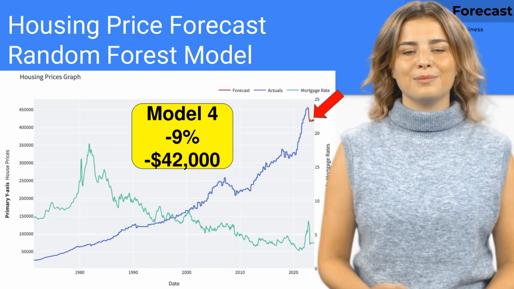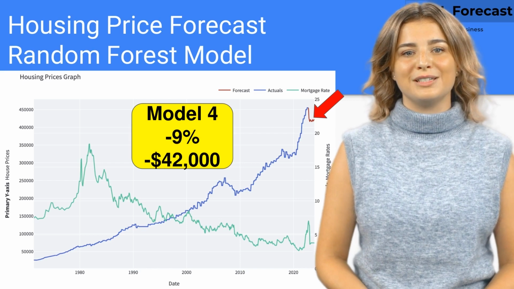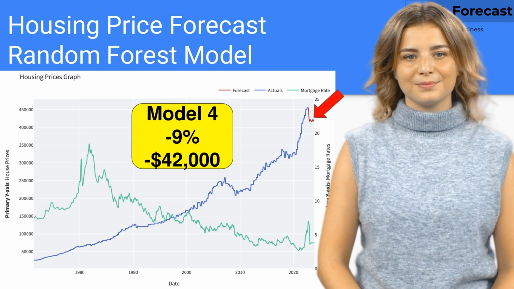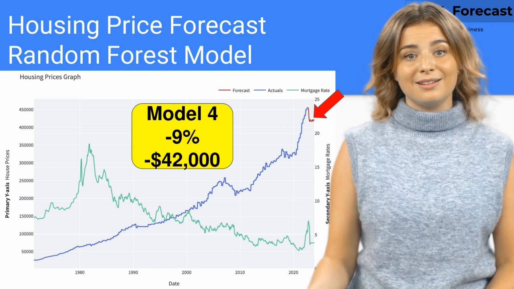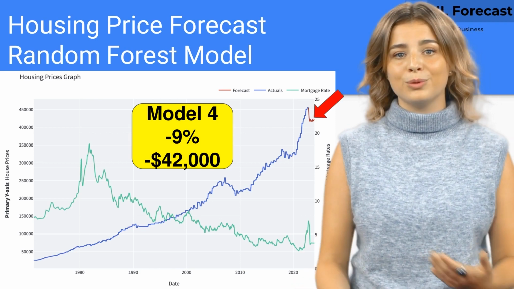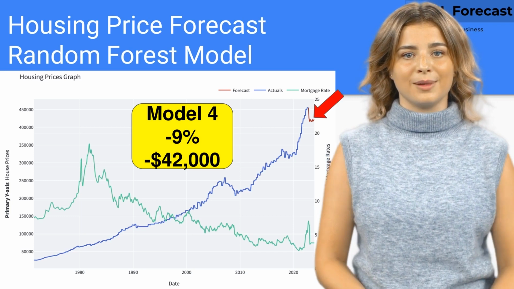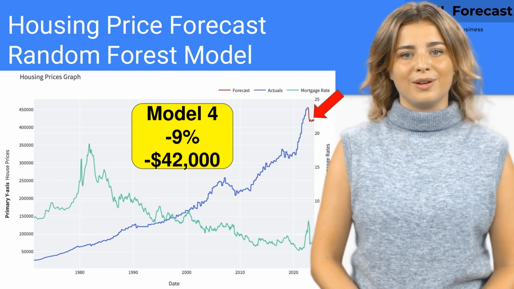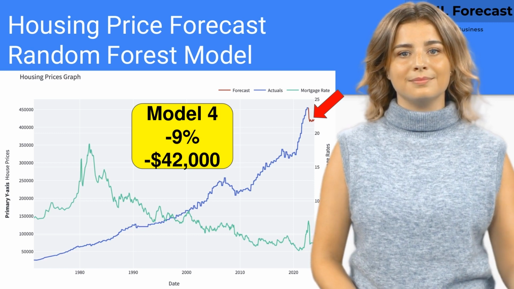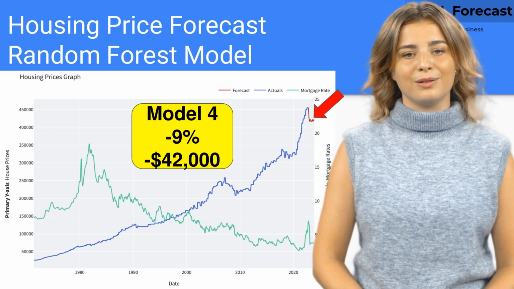In the fourth model, the random forest model, it shows a smaller decrease than the other models. It also considers the additional variables such as mortgage rates, personal savings rates, and personal debt. This model shows an approximately 9% and $42,000 decrease in housing prices. Not as severe as the prior 3 models.